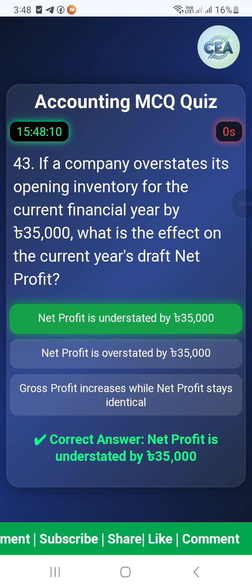Correct answer is net profit is understated by 35,000 takas.